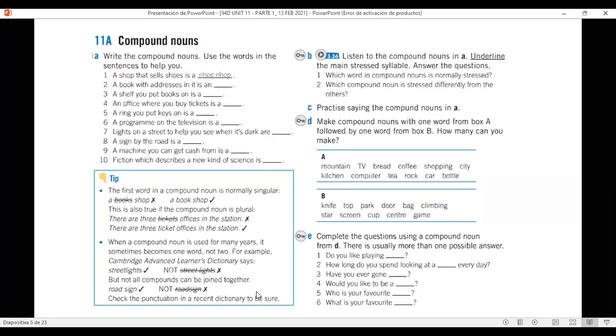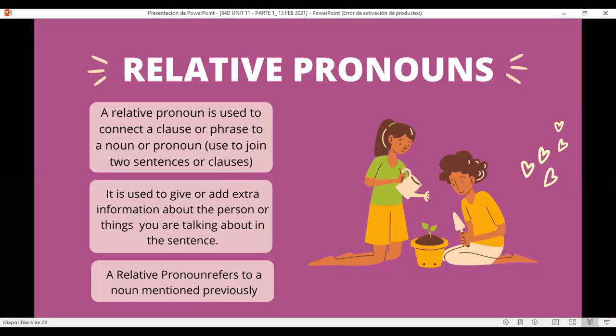Now we're going to move on to some relative pronouns. In this case, I'm going to ask some of you to help me reading, please. So the first part, can you please help me reading? Dianita Bonilla? This one, please. Yes, teacher. A relative pronoun is used to connect a clause or phrase to a noun or pronoun, used to join two sentences or clauses. Thank you so much, Dianita.